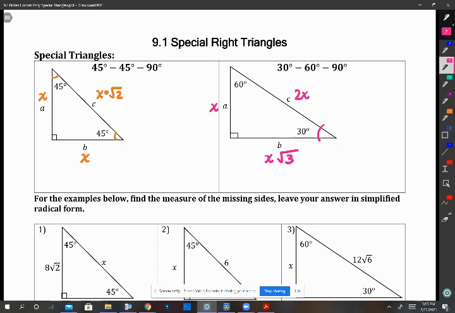And when we're doing this, we always want to simplify and leave it in radical form, which means we also don't like that radical in the denominator. So as we're going through, you'll notice how we try to fix that.